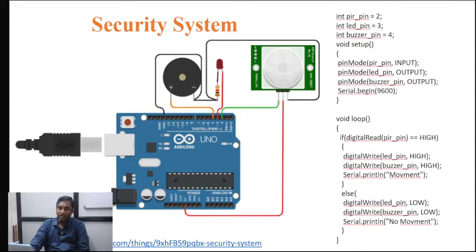Similarly, I will give a signal to the buzzer pin. So that means the LED pin and buzzer pin, pin number 3 and pin number 4, will be high. And text will show in the serial monitor. For that I wrote Serial.println movement, else digitalWrite LED pin LOW. If the data coming from the PIR sensor is low, that means not high, then the LED and the buzzer will be low, and in serial print you will get no movement.